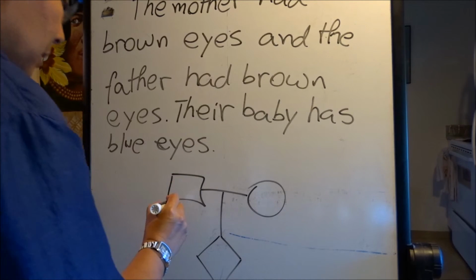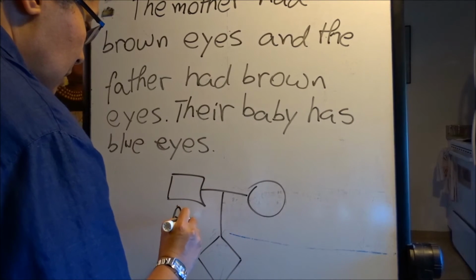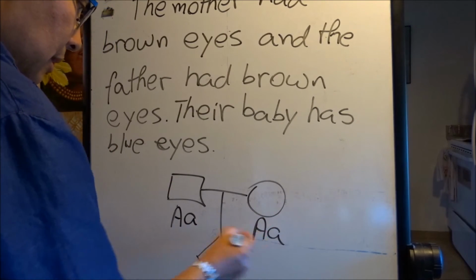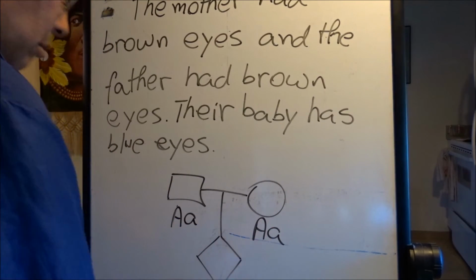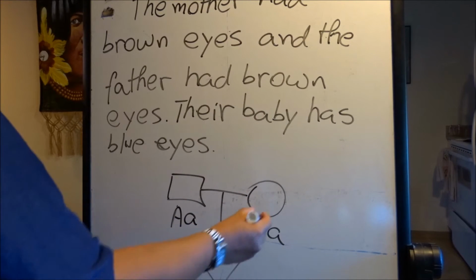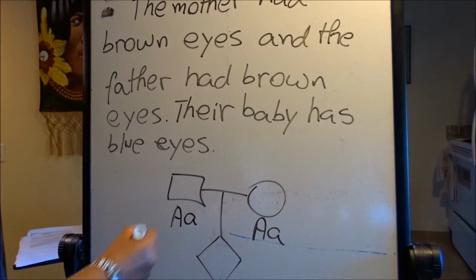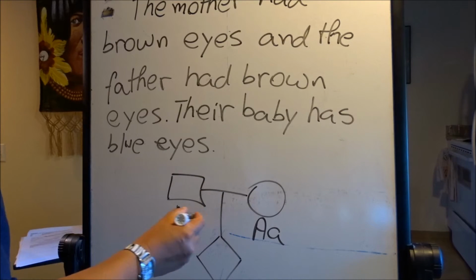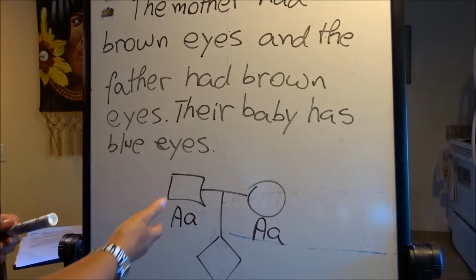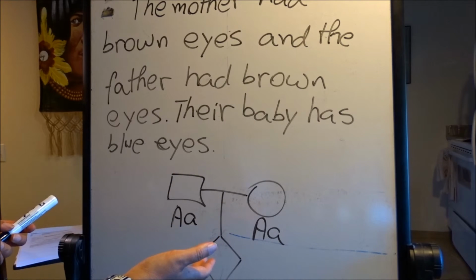Therefore, because the parents had brown eyes and each of them made the baby with blue eyes, each of them gave their baby a small a. Therefore, that's the genotype of the parents. And genotype means the genes they have for blue eyes.